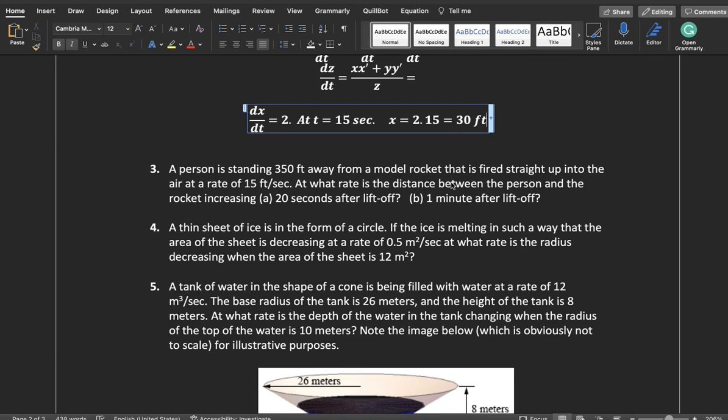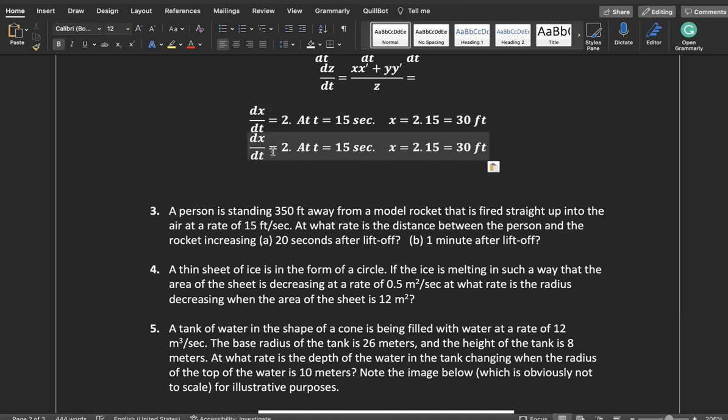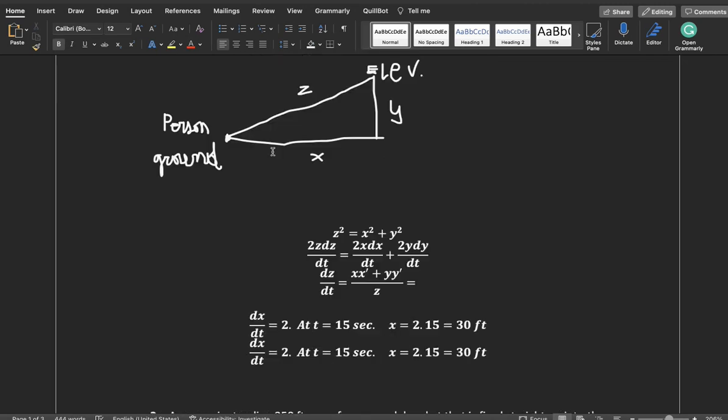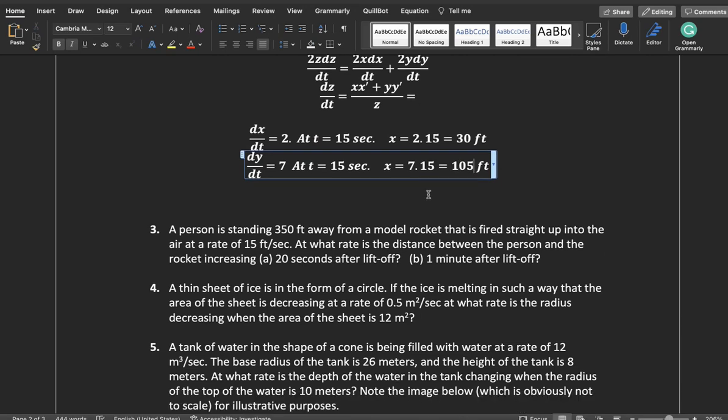Okay. And then for y, if we repeat the same process, remember that we're given that dy/dt is equal to 7. So here we have dy/dt is equal to 7, meaning at t equal to 15, we have 7 multiplied by 15, which should give you 105 feet, right?